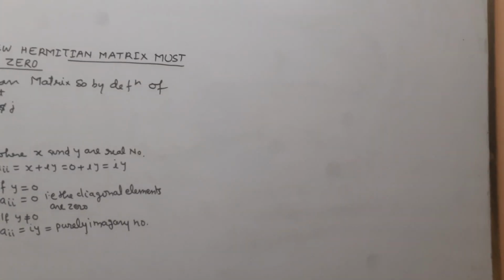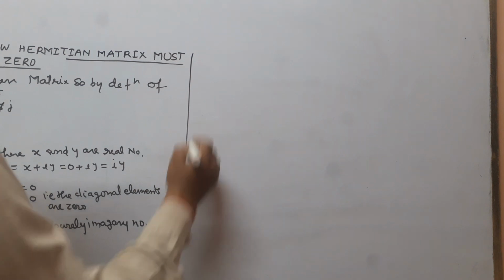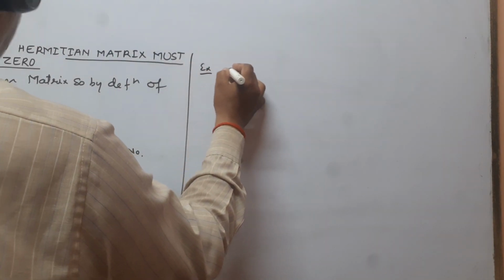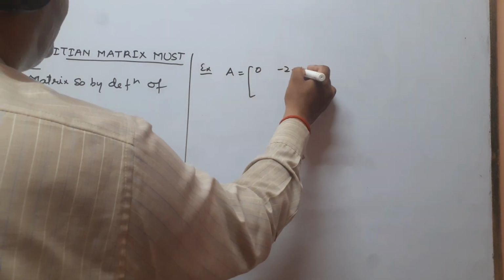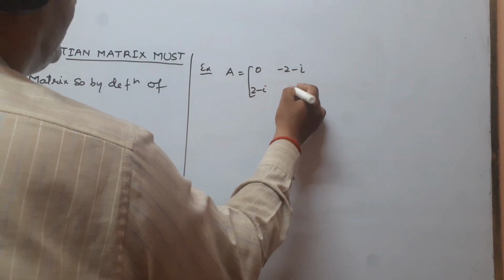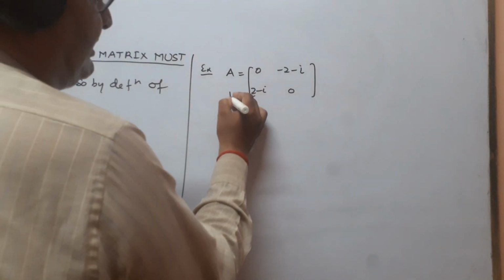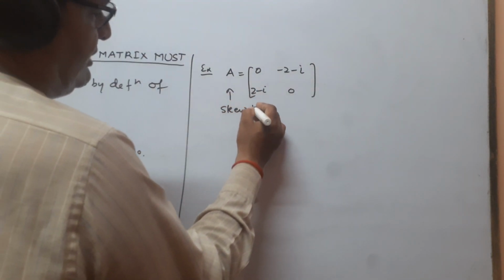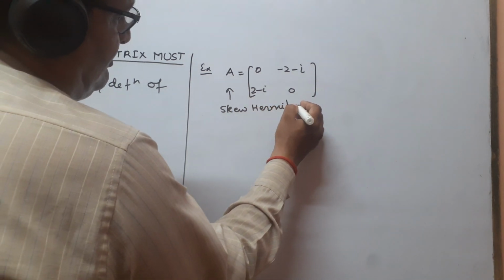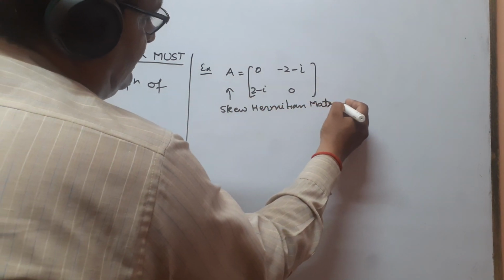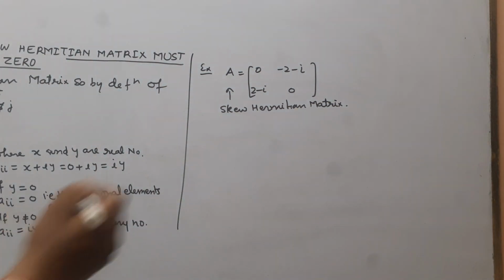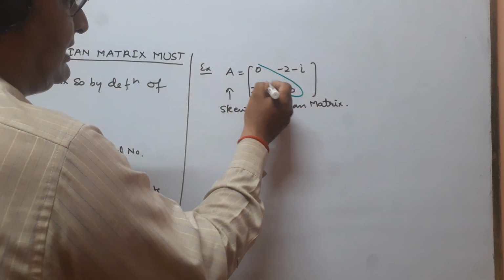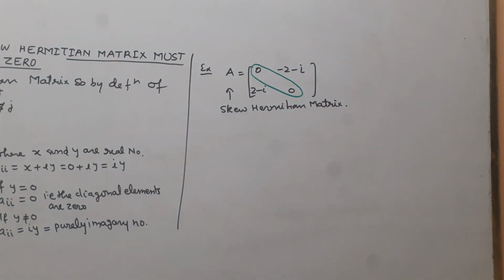You can see here, in the last video, examples of a skew Hermitian matrix: 0, minus 2 minus i, 2 minus i, 0. This is a skew Hermitian matrix, and you can see here that the diagonal elements of this matrix are 0.